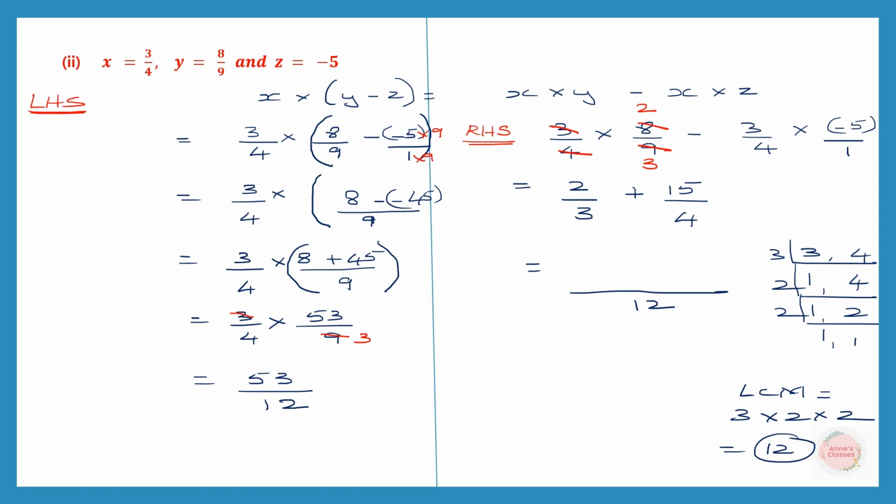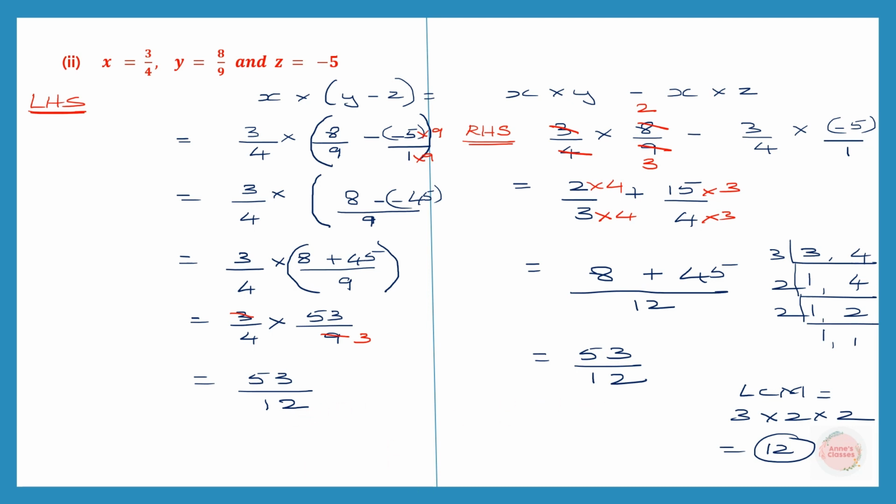Look at the first denominator, 3. 3 fours are 12. So 2 fours are 8. Plus 4 into 3 is 12. So 15 into 3 is 45. 8 plus 45 is 53 and the denominator is 12. So on the right hand side we have 53 by 12.